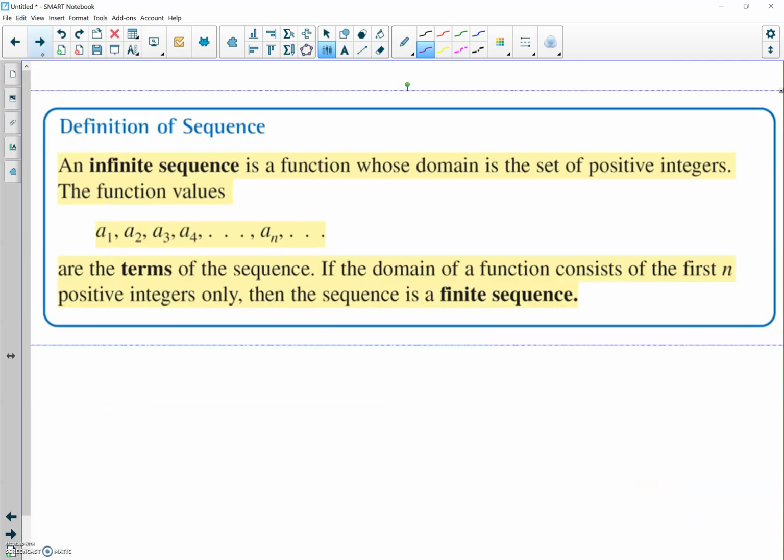The definition of a sequence. Notice a sub 1, a sub 2, a sub 3, a sub 4, all the way to a sub n, they are all called terms in the sequence. The domain of the function, if it is the set of only positive integers, we're only dealing with the first n positive integers. So once they put n, that means that sequence is finite. If not, it's an infinite sequence if it goes on forever.